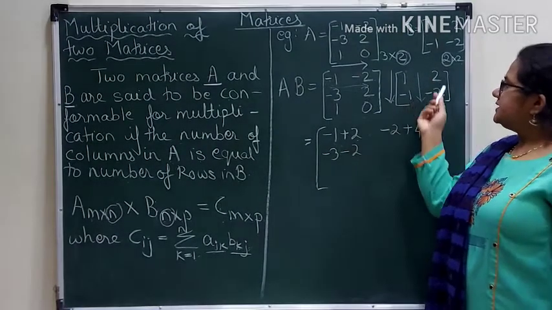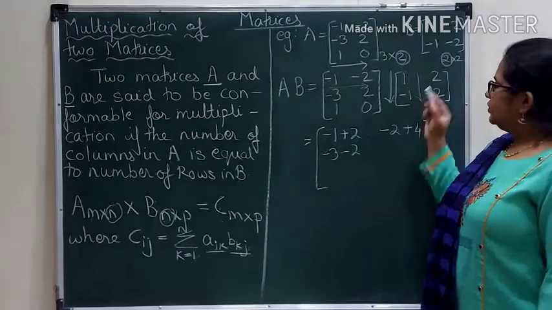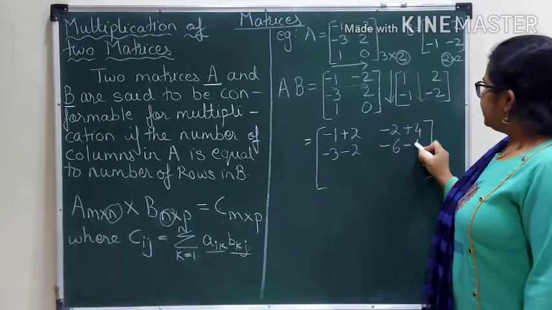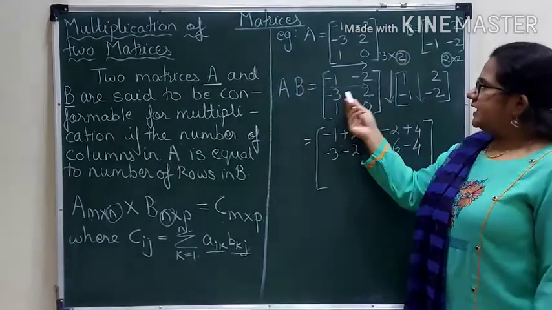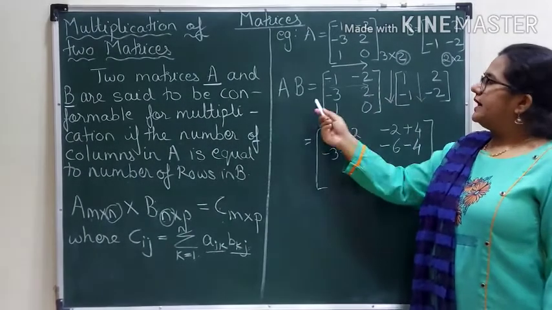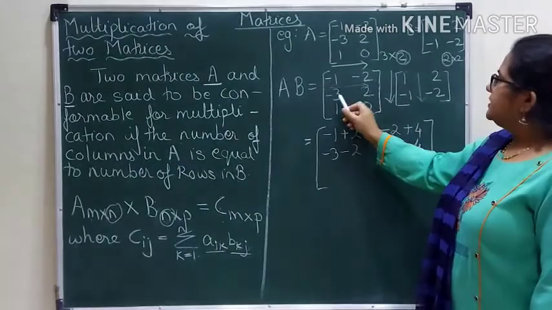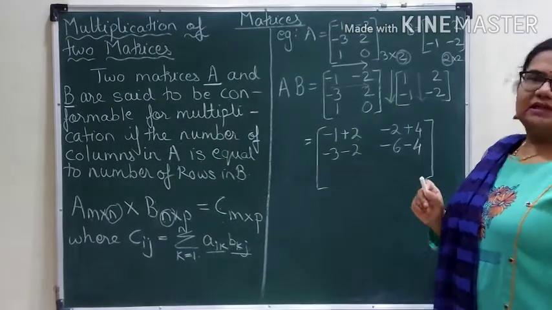The second row, first column is over. Then second row, second column: minus 3 into 2 is minus 6, and 2 into minus 2 is minus 4. So second row with first column and second row with second column is over. So here the second row multiplication with these elements is over.